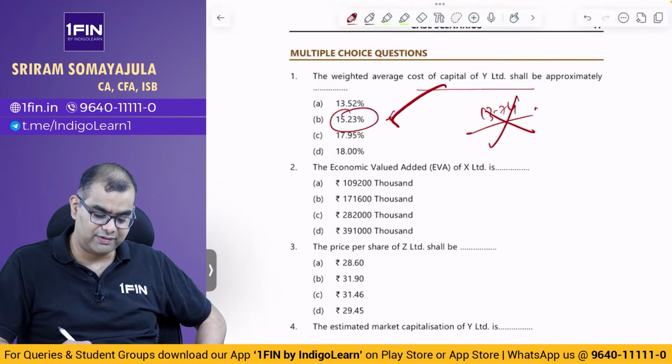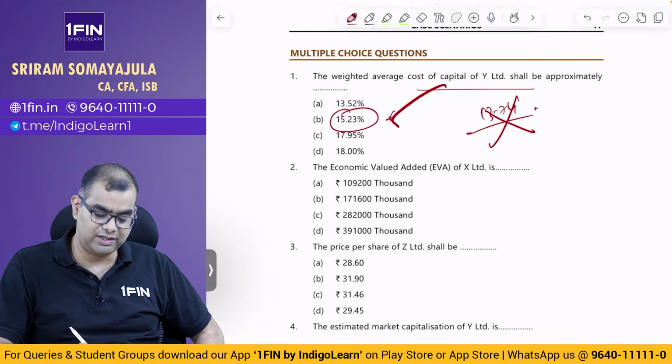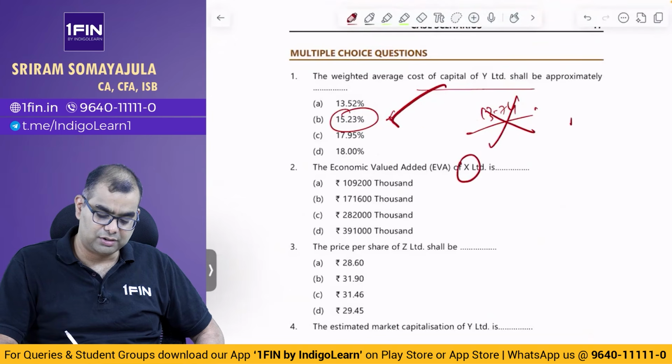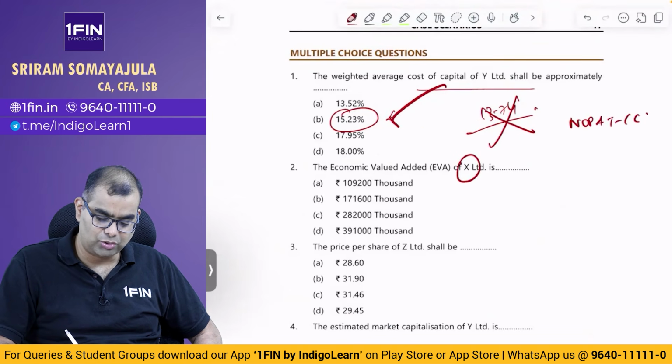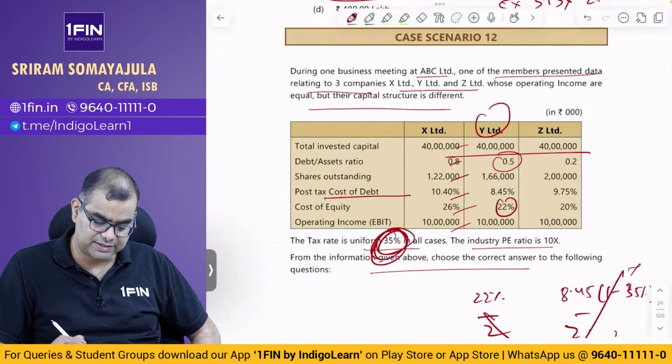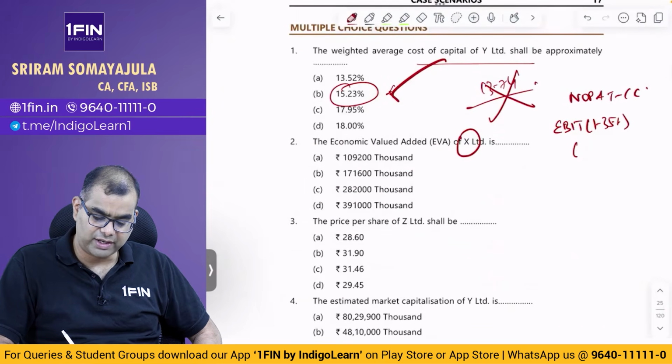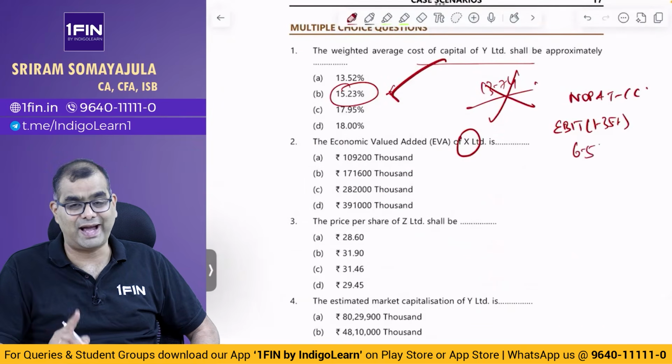Okay. Then economic value added. What is EVA? EVA of X Limited. EVA is NOPAT minus capital charge. What is NOPAT? NOPAT is EBIT into 1 minus tax rate, 1 minus 35%. So, our EBIT is 10 lakhs, right? 10 lakhs minus 35%, 6.5 lakhs. Okay, capital charge. What is capital charge? Capital charge is WACC into invested capital.